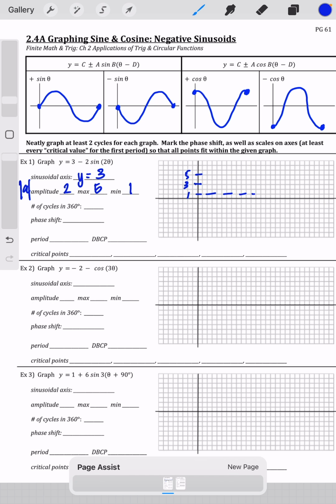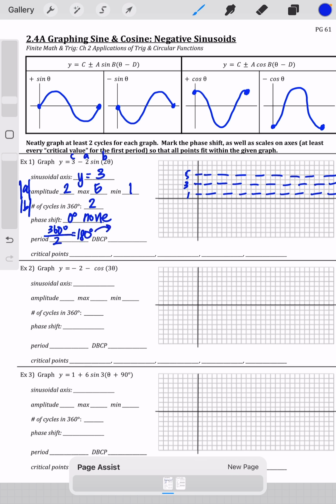What we're going to do is draw in our guidelines. You don't have to draw these guidelines in, but I find them really helpful. And the number of cycles in 360 is always the absolute value of b, which is also 2. Phase shift is if there were a number that you were adding or subtracting to theta, but there is none. So it's 0 degrees. And our period is 360 degrees divided by b, which is 2. That'll give me 180 degrees.